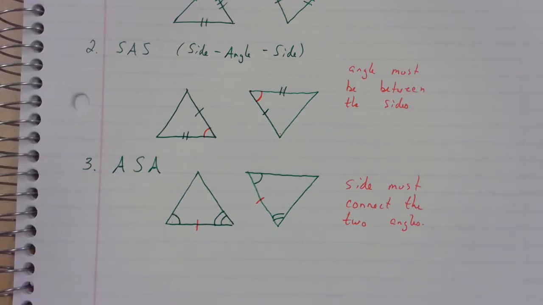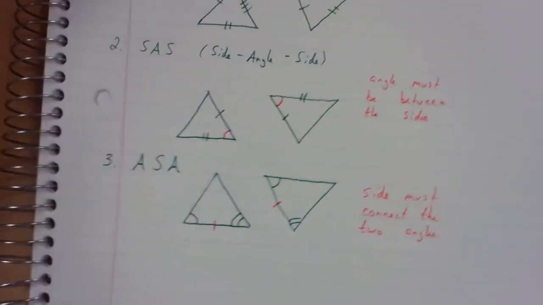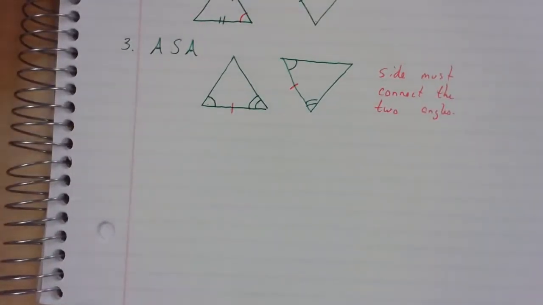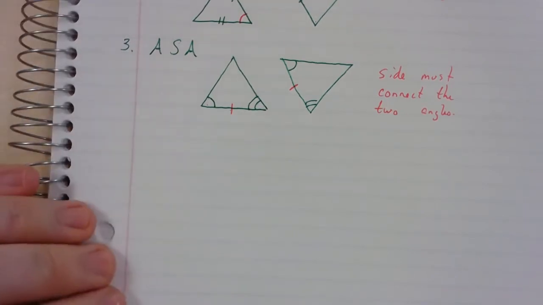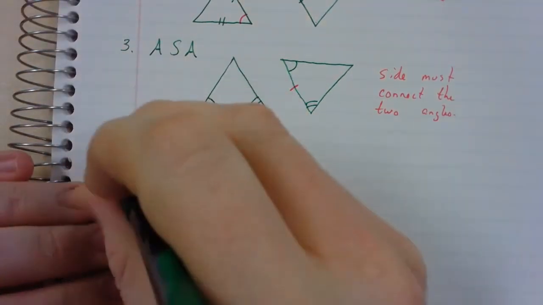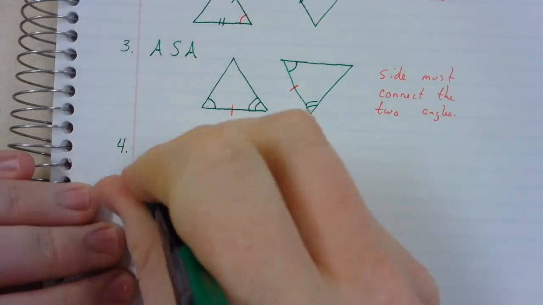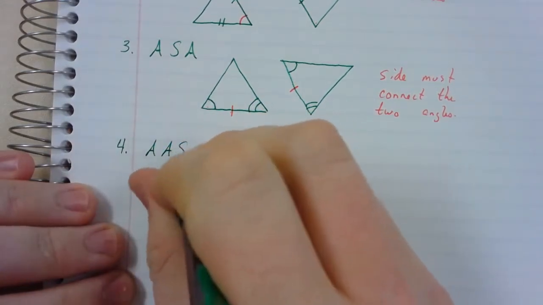Does anybody have any questions on those 3 shortcuts? Those are the 3 that are straightforward. Very easy, right? Side, side, side, side, angle, side, and angle, side, angle. The next one is a little bit tricky. You have to be very careful when you look at the next one. The next one's called angle, angle, side. All right? The next one is angle, angle, side.